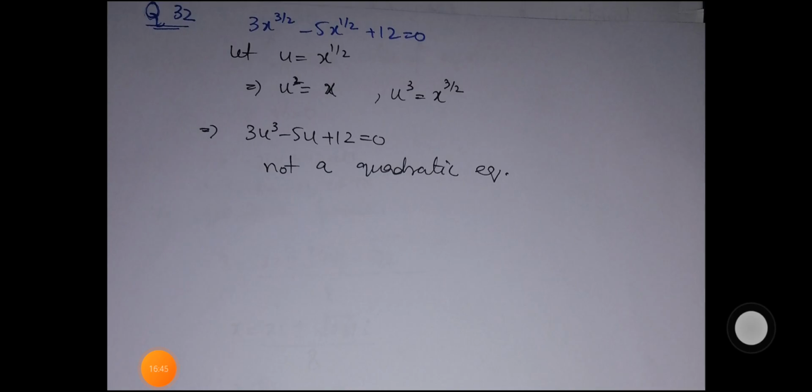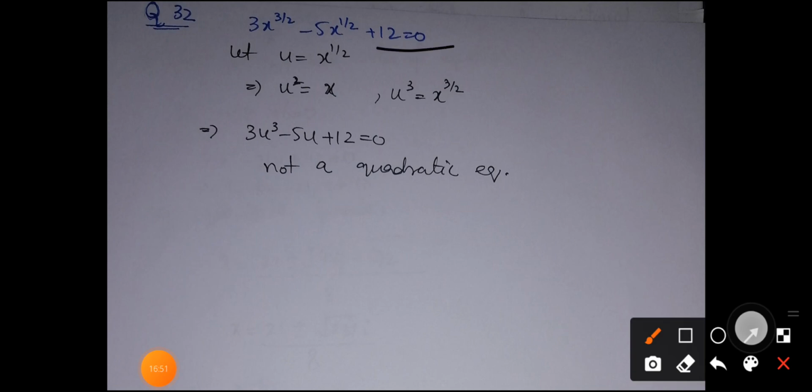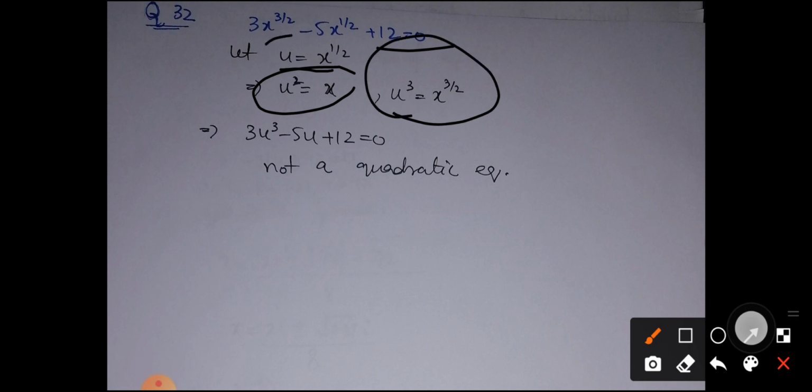Next we have question number 32, 3x power 3 by 2 minus 5x power 1 by 2 plus 12 is equal to 0. Simply if I take u is equal to x power 1 by 2, then u square will be x, but u cube is equal to x power 3 by 2. So I will put u cube over here, u over here, which is not a quadratic equation but a cubic equation. So it is not always necessary that we can transform any type of equation into the form of a quadratic equation.